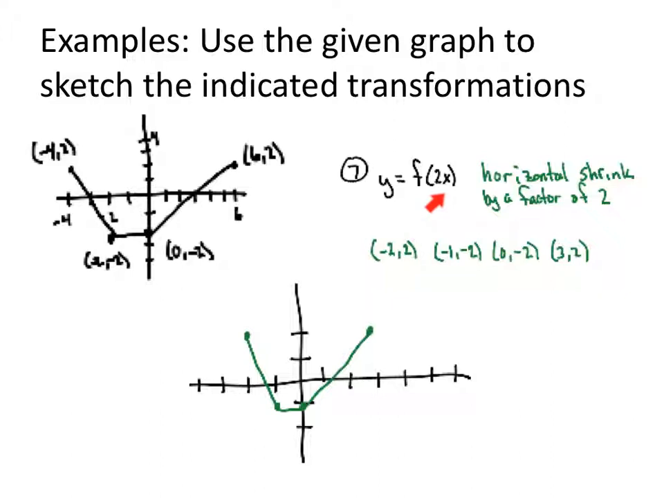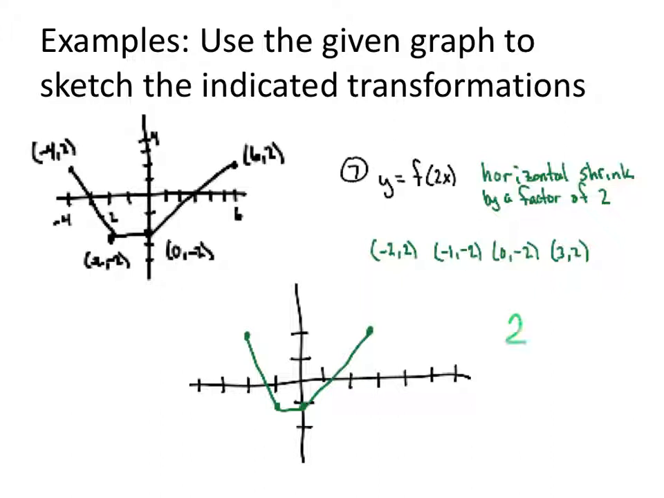Now, on the inside, a horizontal shrink by a factor of 2, right? Because we're multiplying by 2 on the inside. It's opposite of common sense, so it's a shrink. Horizontal shrink. I set little equations up. Let's see if I could do this without messing up my picture.